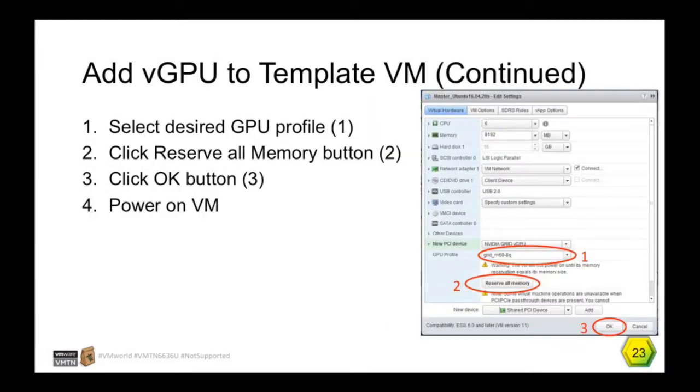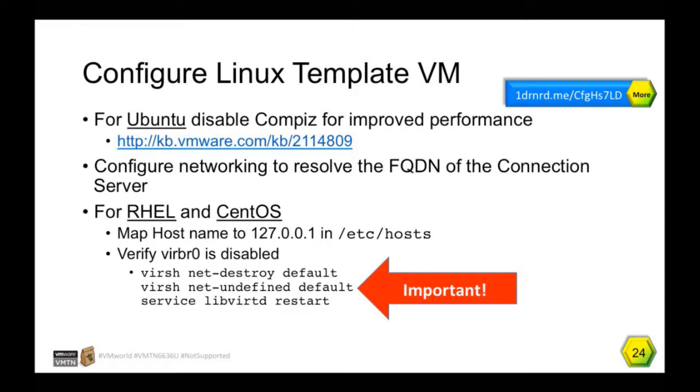Once you've done that, you want to make sure you do a reserve all memory option on there. If you don't reserve all memory, it's not going to actually reserve the memory on the card correctly. And again, you're going to have some issues when you try and power it up. You're going to get an error message saying can't power on VM, not enough available memory. So it's important to reserve all memory when you do that. Once you've done that, just power it up, and up comes a virtual machine with a vGPU in it.